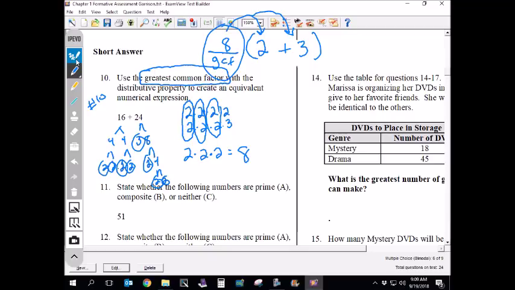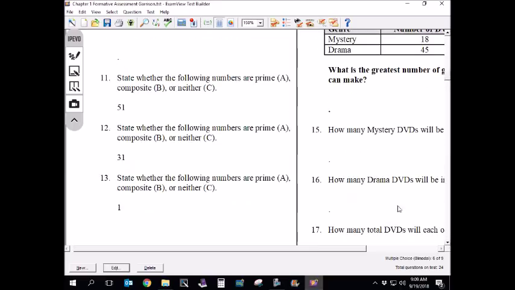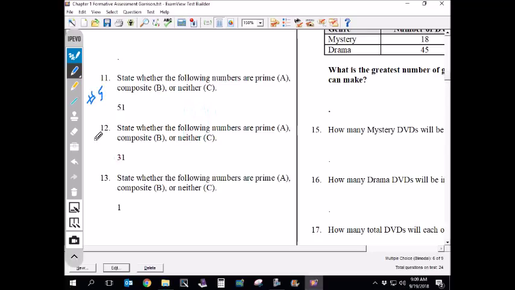Okay? Number 11, stating whether they are prime, composite, or neither, for 11, 12, and 13. These are all going to be learning target number 5. No work required on these. But I did give you a process. Who remembers what that process is that you could follow?